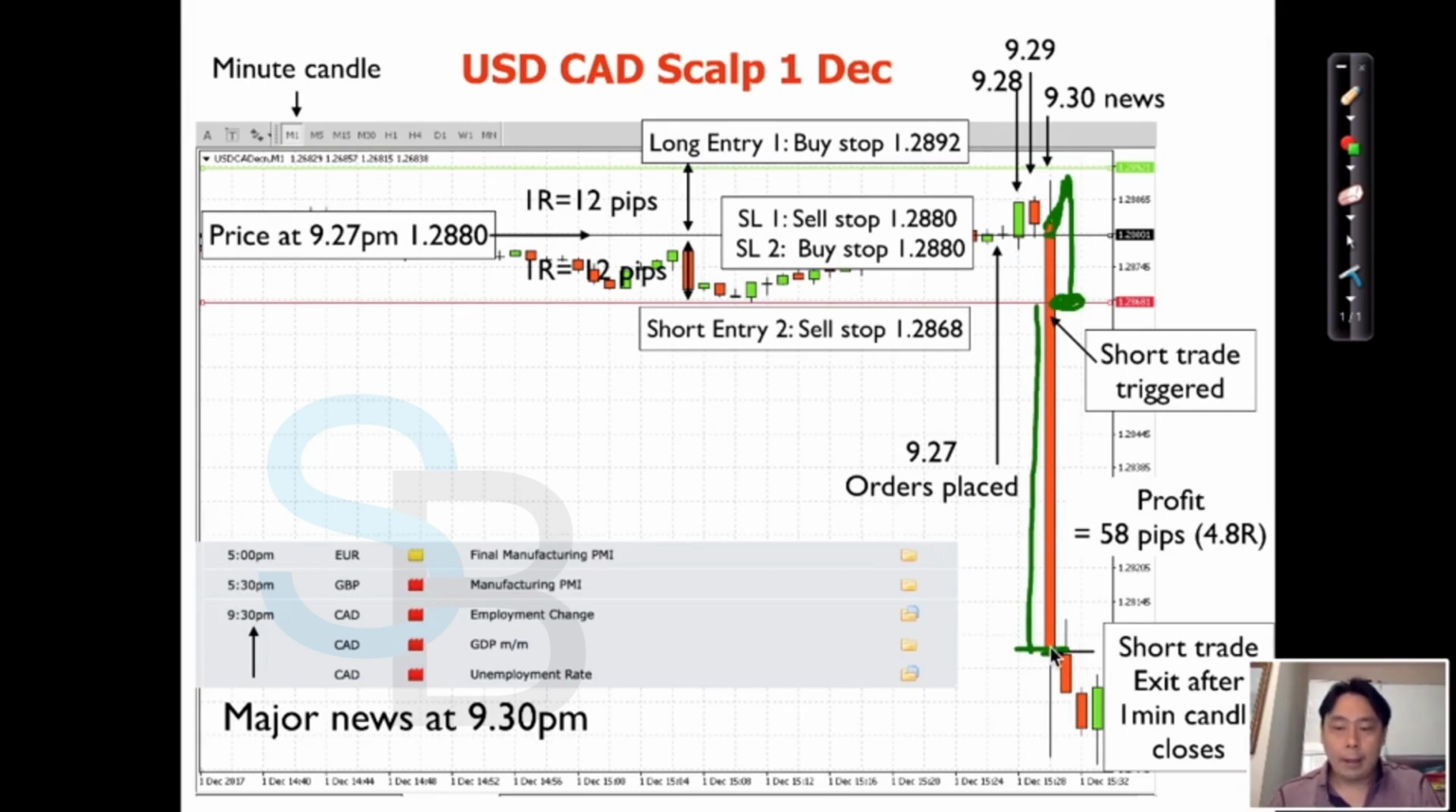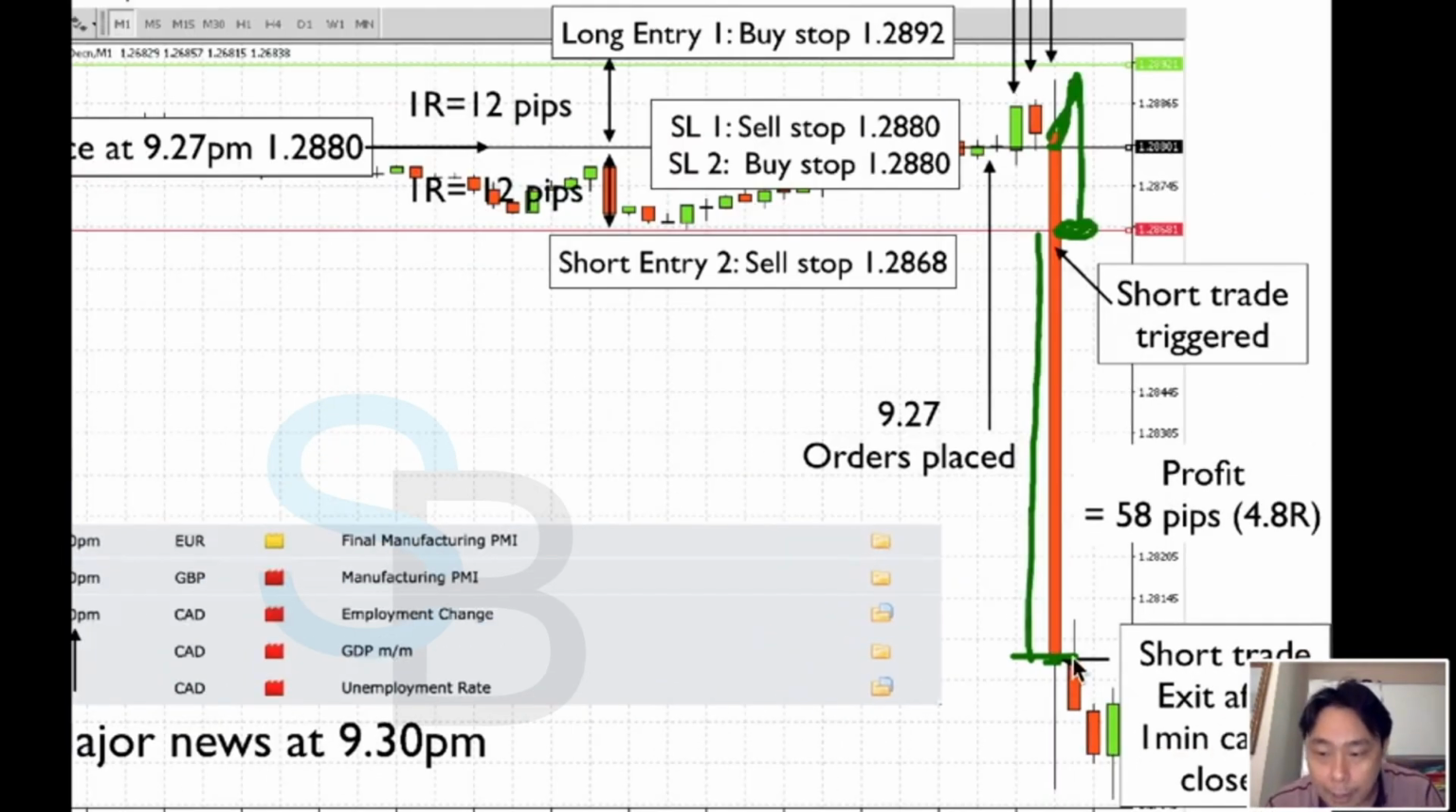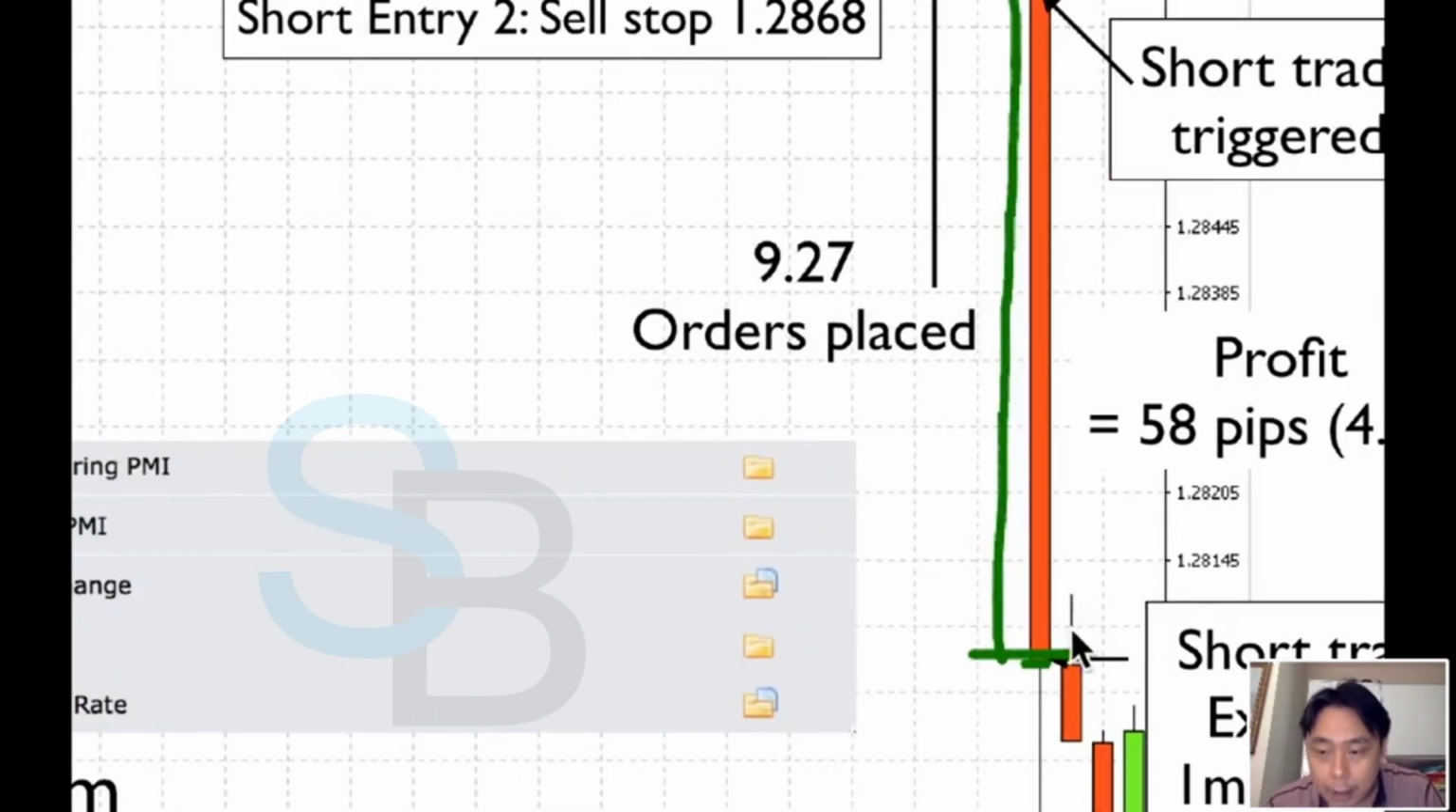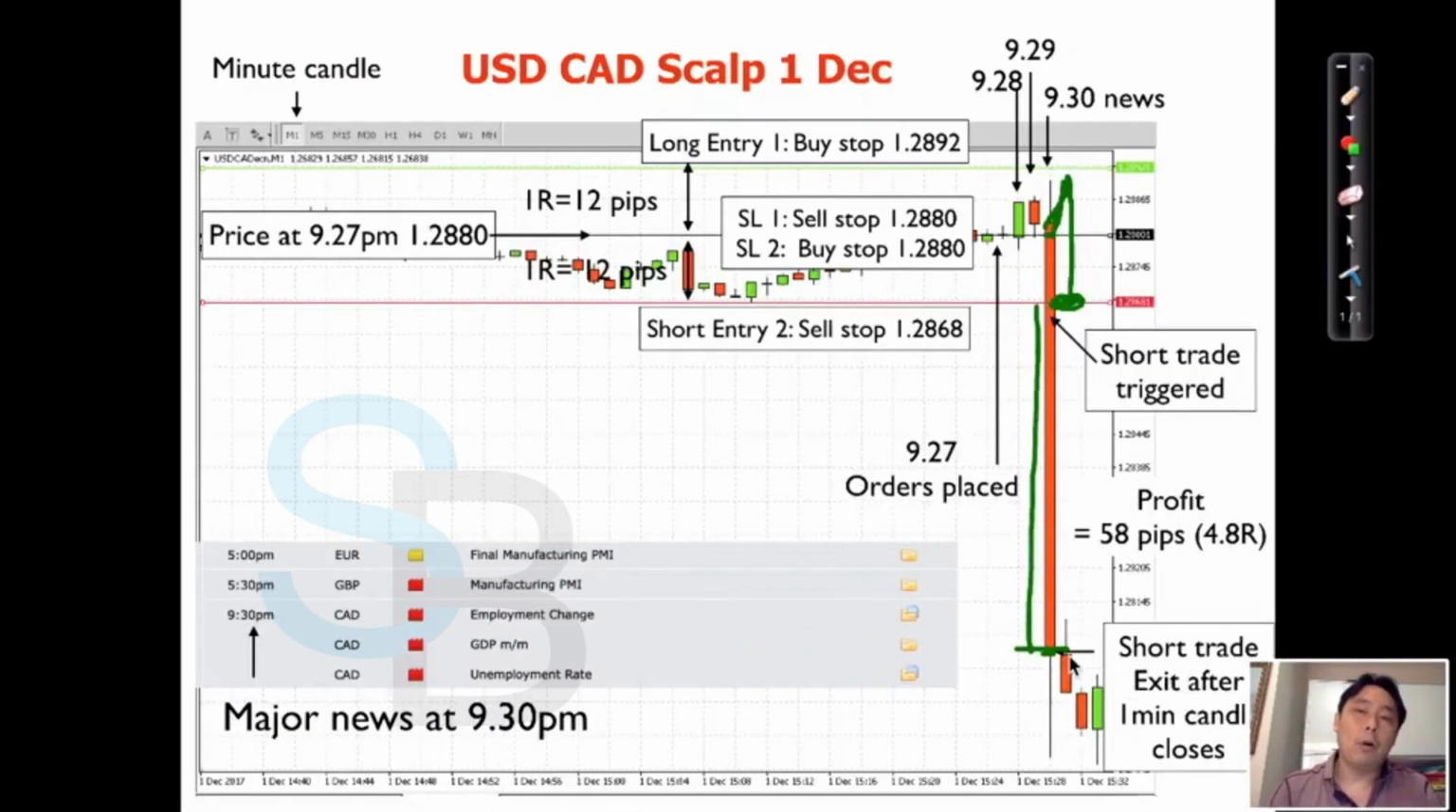Okay, and the next moment the price went up. As you can see, it went up here, and it hit my stop loss, and I exited the trade. So I exited the trade over here, and by entering there and exiting here, I captured 58 pips.